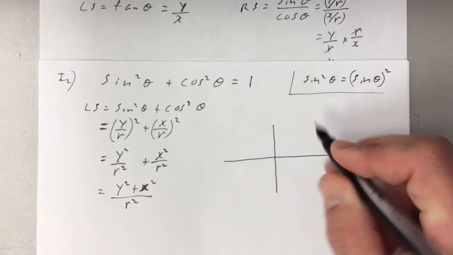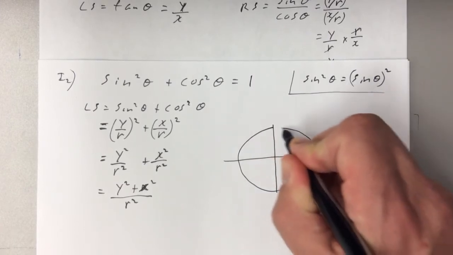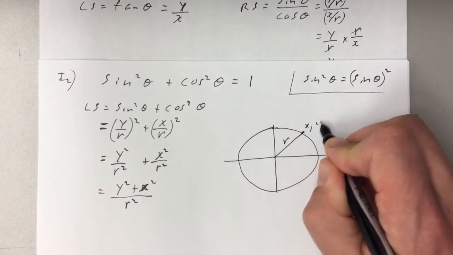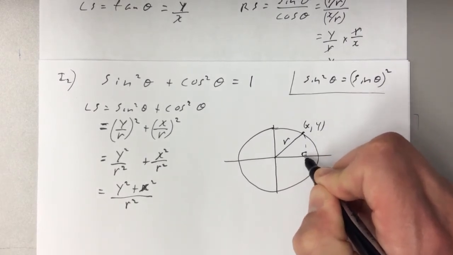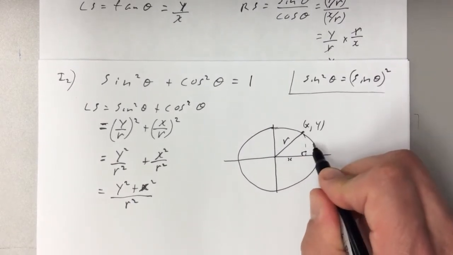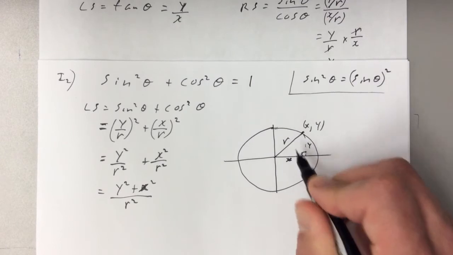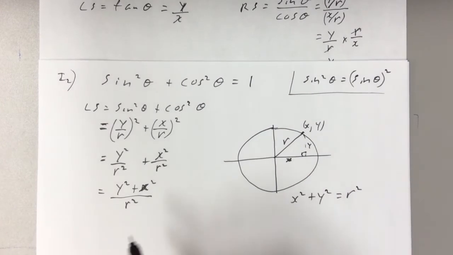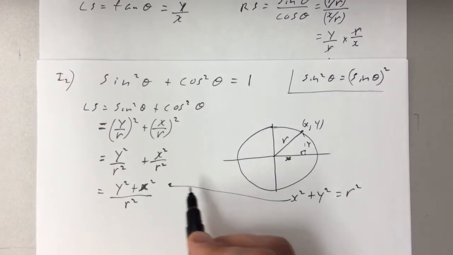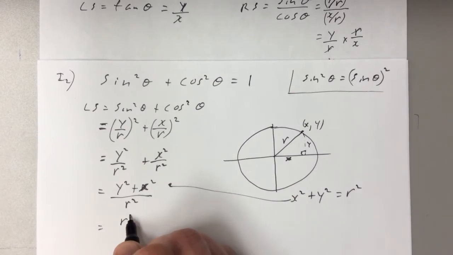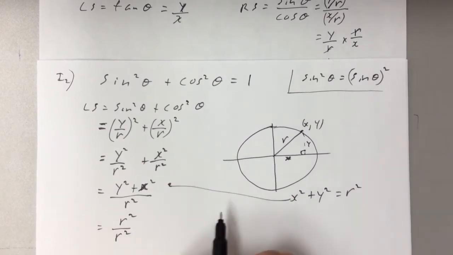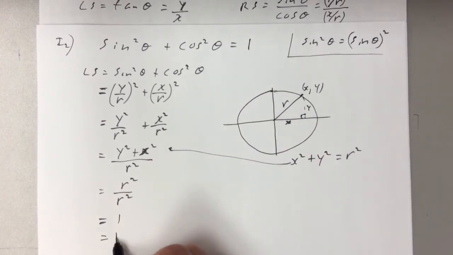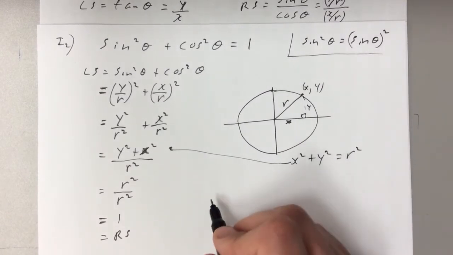in the Cartesian plane, if we look at this circle, there's r, there's x, y, and from the Pythagorean theorem, x squared plus y squared equals r squared. So I can change that top line to r squared, and that equals 1. And that equals the right side of the equation. Okay? So now we've proven that one.